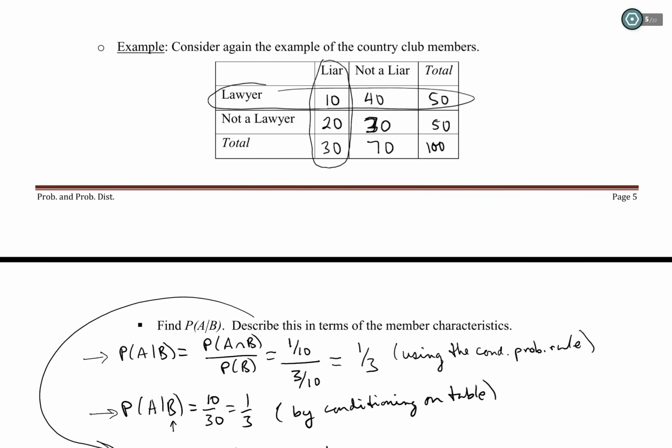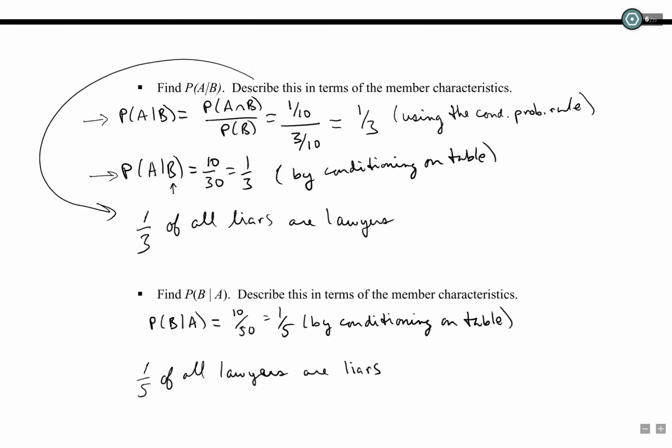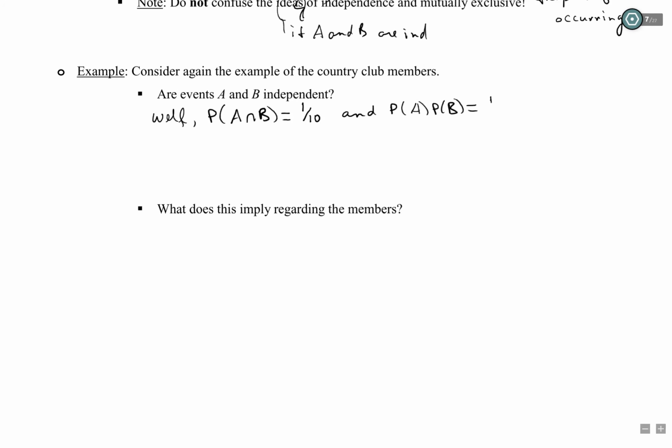The probability of A was 50 out of 100, or 1/2, and P of B was 30 out of 100. So I've got 1/2, 50 out of 100, times 30 out of 100. I said 1/3, I made that mistake earlier. It's not 1/3, it's 3/10. Okay.